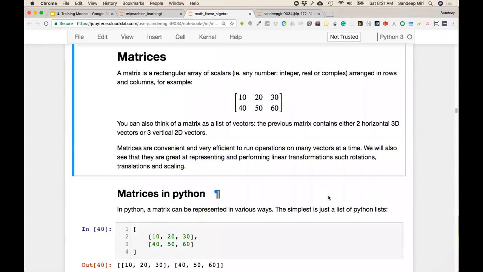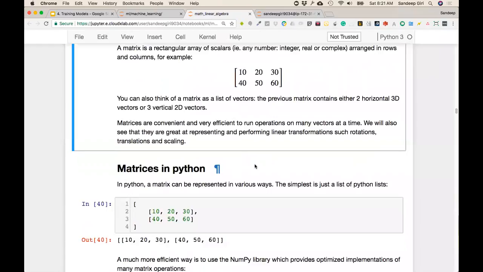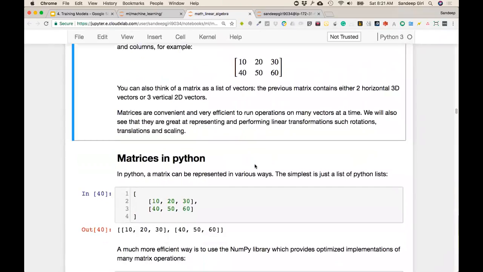You can think of a matrix as a list of vectors. The previous matrix contains either two horizontal 3D vectors or three vertical 2D vectors. So either you can think of it like two vectors which are horizontal or three vectors which are vertical. Matrices are very convenient and very efficient to run operations on many vectors at a time. We'll also see that they are great at representing and performing transformations such as rotation, translation, and scaling.